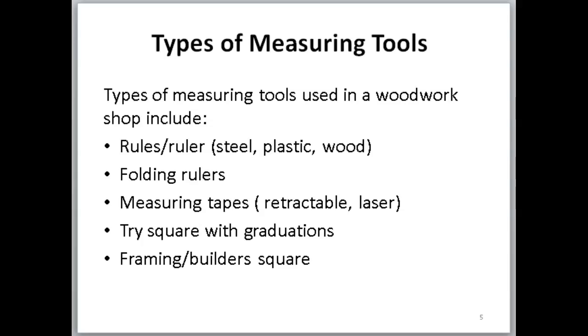Some of these tools include rules or rulers, which can be steel, plastic, or wood in terms of the material they're made from, folding rulers, measuring tapes, and we have the retractable version as well as the laser version, which is more modern, tri-square with graduations, and framing or builder's square.